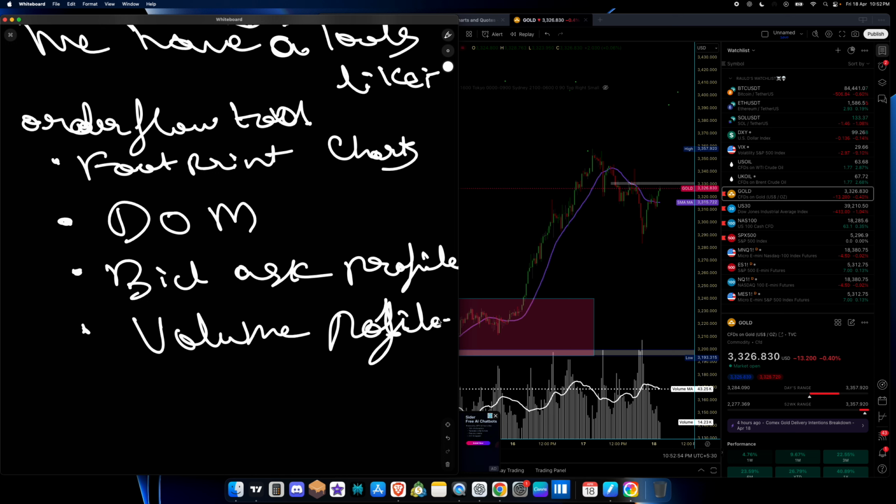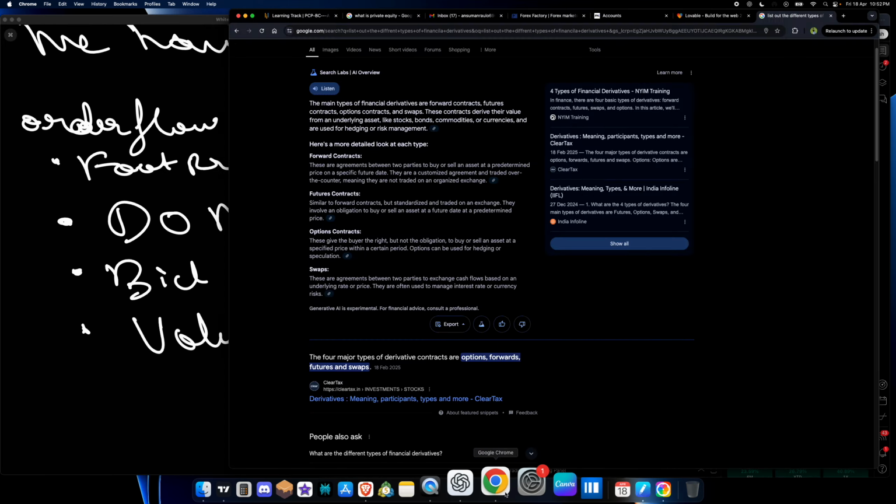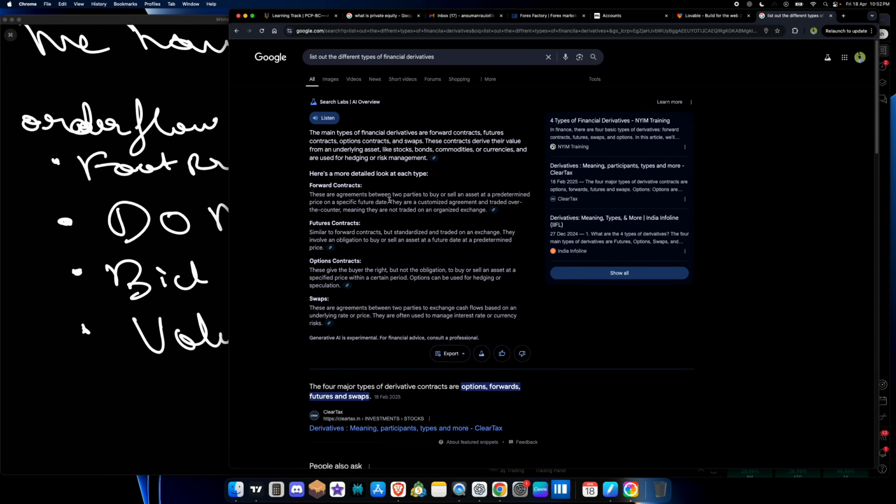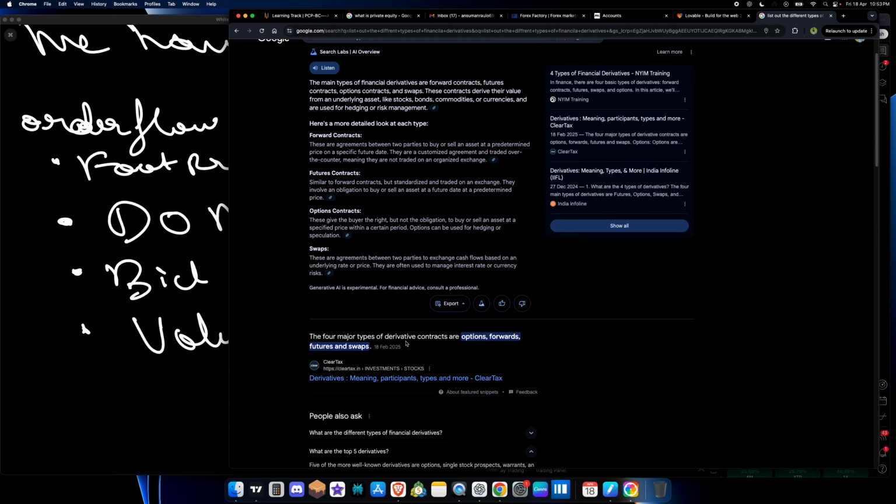So one by one I will be showing you this. You can read this article on the four major types of financial derivative contracts: options, forwards, swaps and futures. But as retail traders, we don't have access to trade swaps or forwards or stuff like that. These are traded by the hedge funds and the big trading firms.